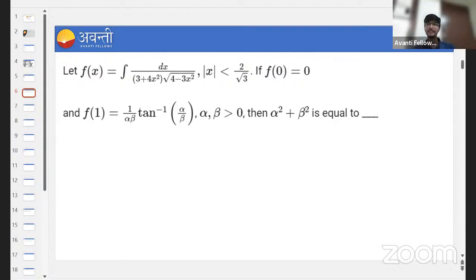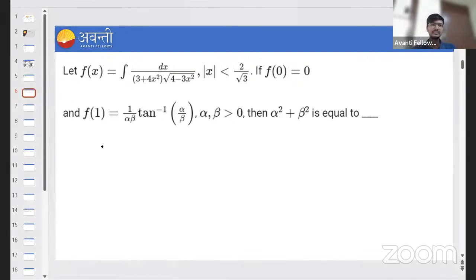So let's look at this question. What does this question mean? Let f of x equal to integration of this, and this is a mod x. If f of 0 is 0, f of 1 value is given, and we have to find alpha square plus beta square, right? So what is alpha square plus beta square? That we have to find.